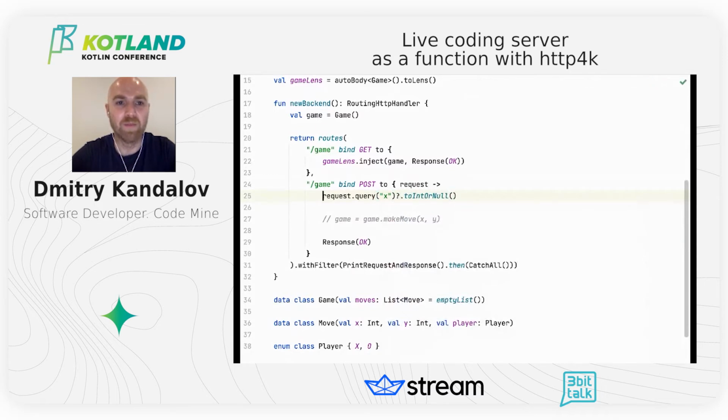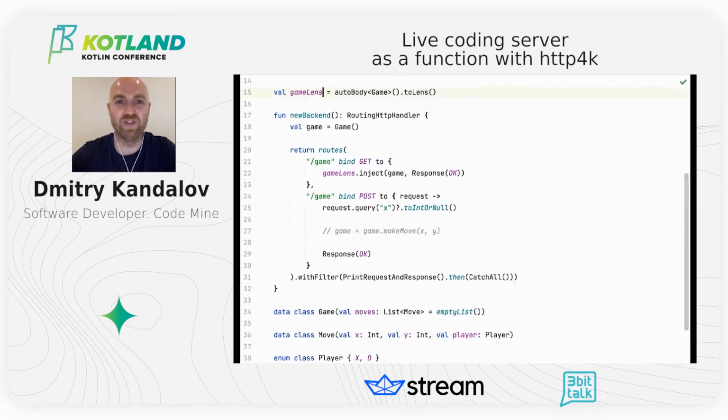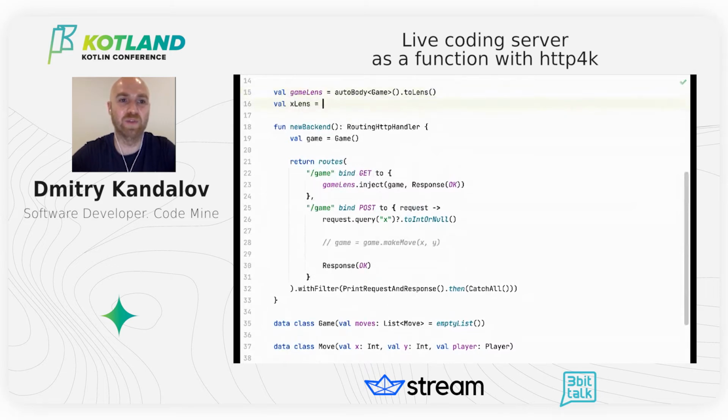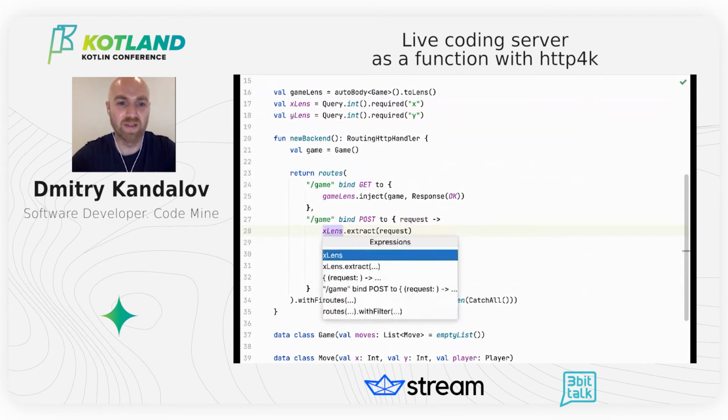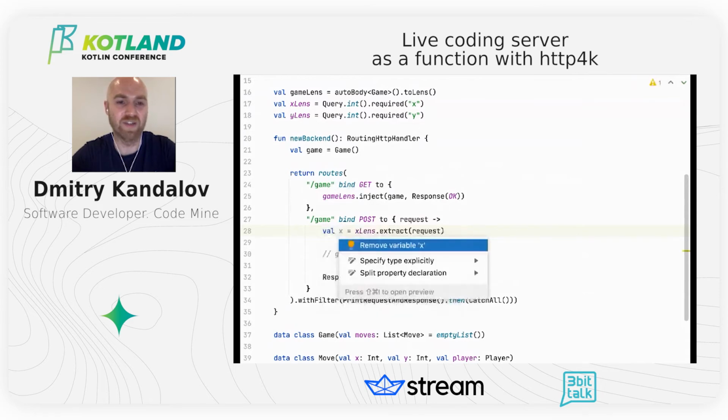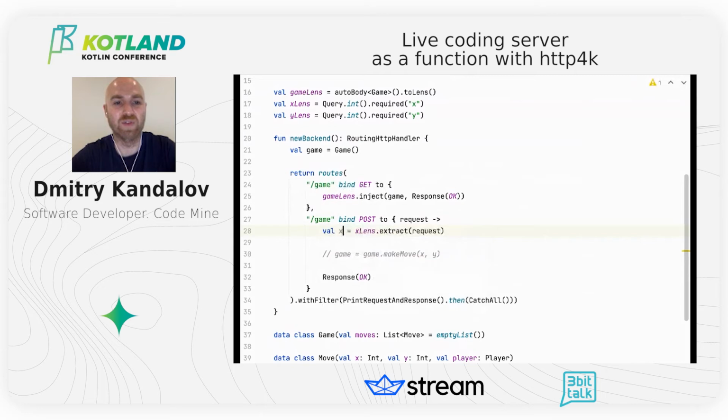But now the idiomatic way would be to use lenses again. So here I'll use xlens, which will be a lens on the query. Just have type int, and it will be required with name x. I'll also define one for y. In this case, we want a get functionality of lens, which is called extract. And we're extracting from the request, and we're getting back x. Here, x will have type of int already, so it's not nullable, and http4k is doing parsing for us. It's convenient.